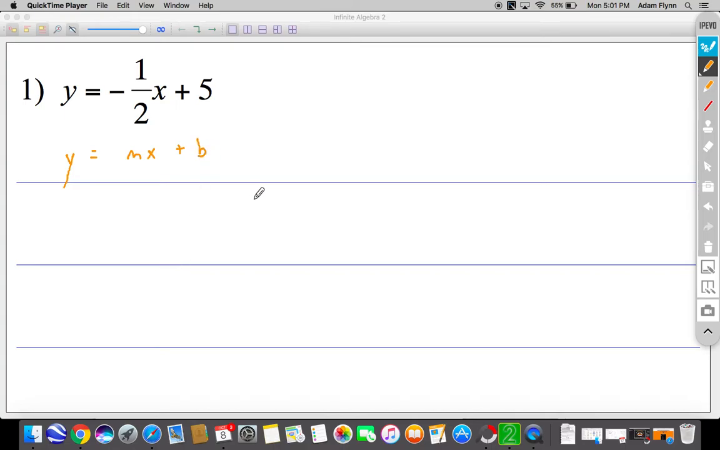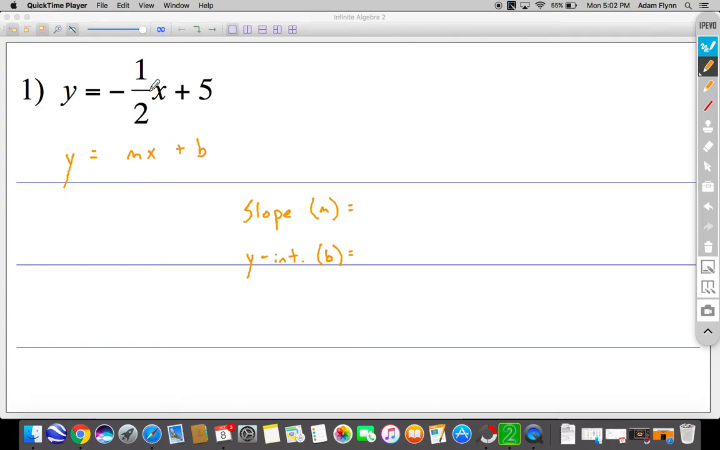Okay, and all I'm looking for is the slope, which is our m, and our y-intercept, which is our b. So by writing the general formula here, I have stacked in columns what my slope will be and what my y-intercept will be.